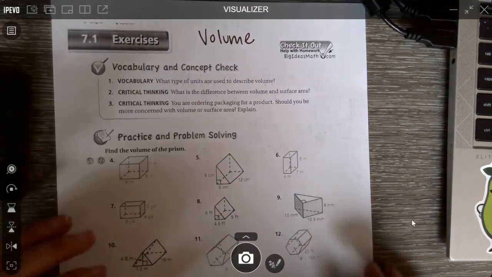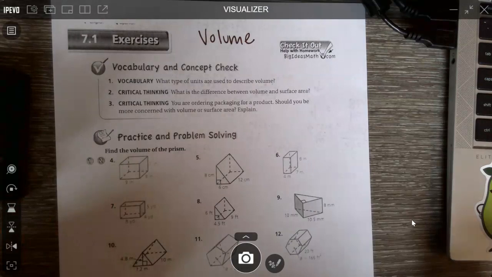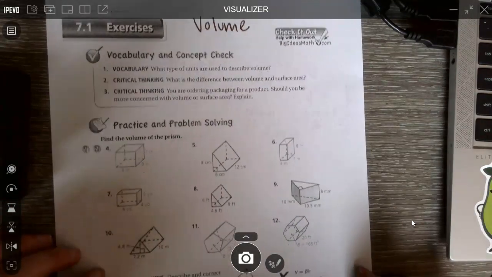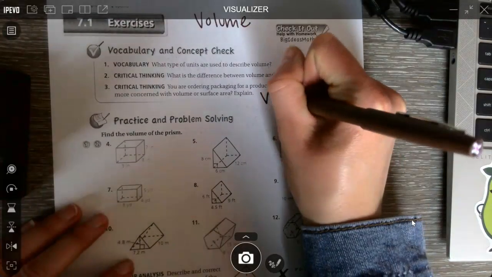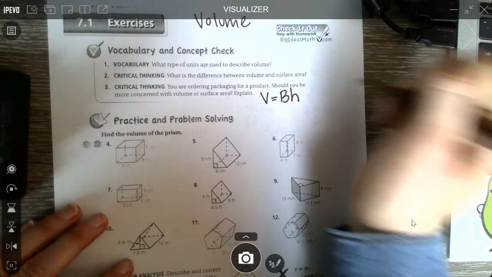All right, this side we're going to be talking about volume. We're going to find the volume of rectangular and triangular prisms, which should be review from last year, okay? So our formula for volume is V equals capital BH.